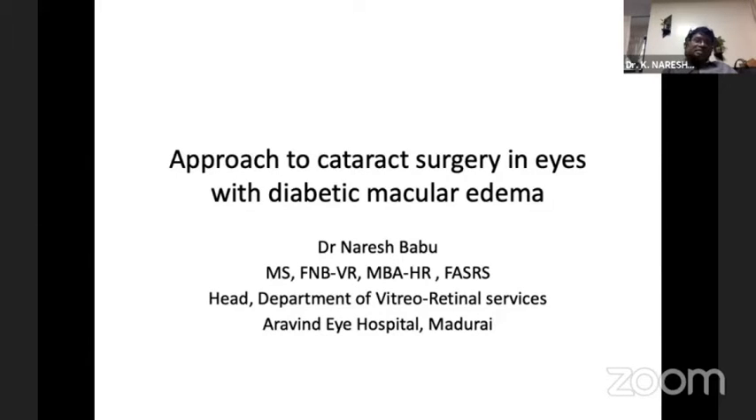And of course, the title is Approach to Cataract Surgery in Eyes with Diabetic Macular Edema. There are 2 ways of approaching it. One is from the anterior segment surgeon's point of view. The other one is from the posterior segment surgeon's point of view, which I'll be talking about. How the anterior segment surgeons approach, I really don't know, because many times we get the cataracts done and then they come to us.